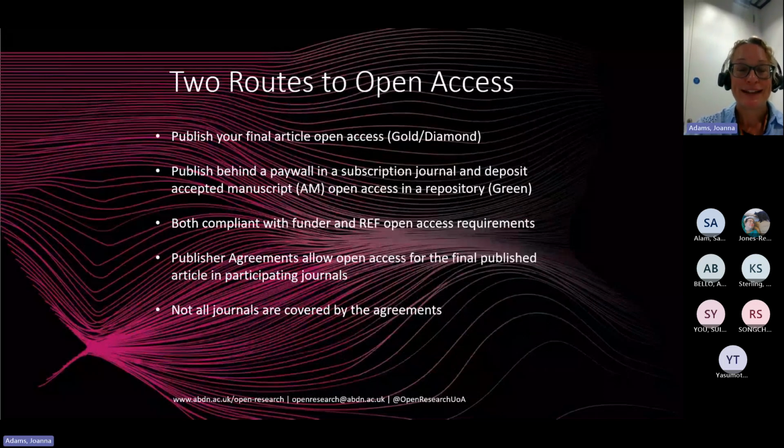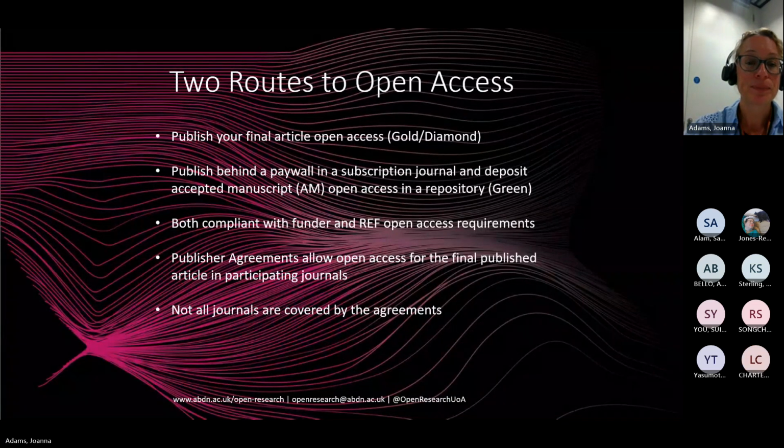Now, before we go into the agreements, just going to explain how open access publishing works. So there's two routes to open access. You can either publish the final article, we call it the version of record, open access immediately on publication on the publisher's website or platform. And that would be known as gold or diamond open access.